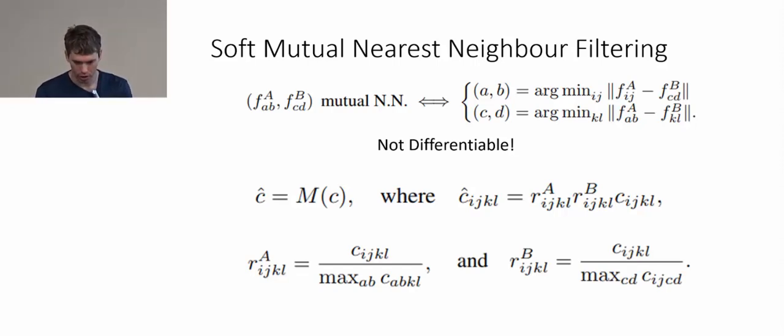So RA scales a given correlation value, here's C, by the maximum observed correlation for the point KL in the second image. RB does the reverse and scales the value by the maximum observed correlation for the point IJ. And so in the case where IJ and KL are mutual nearest neighbors, both of these ratios will be equal to 1 and the correlation score will remain unchanged. And all other values will be scaled down based on how close to nearest neighbors they are.